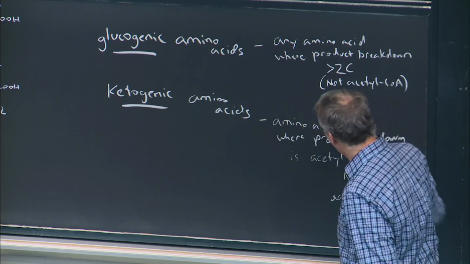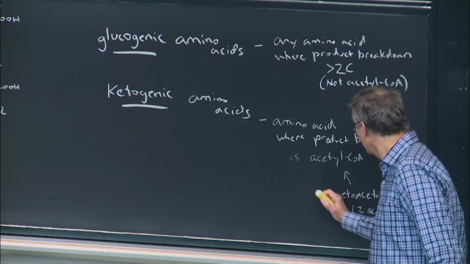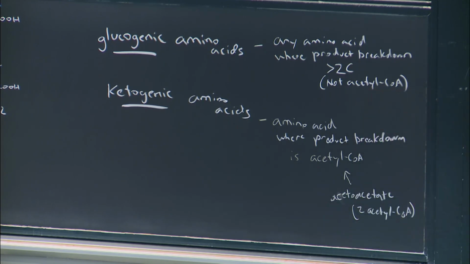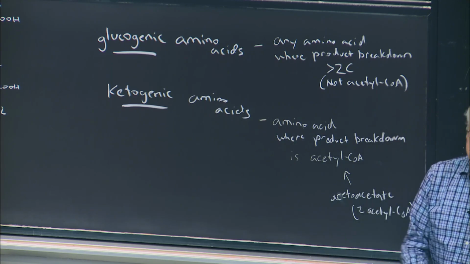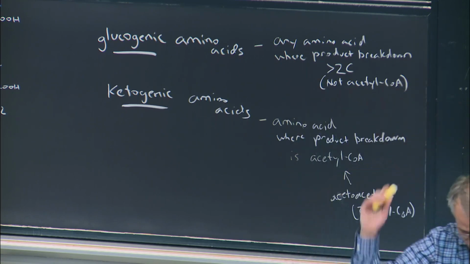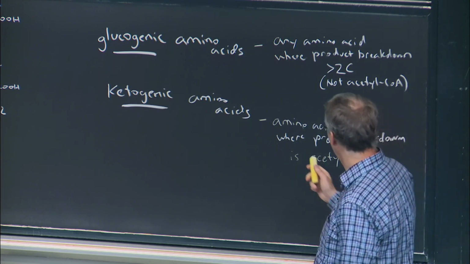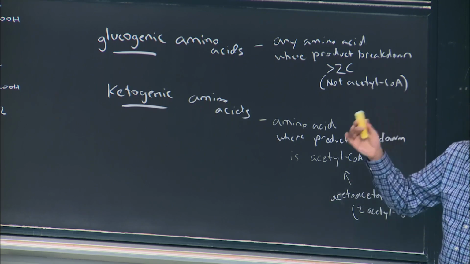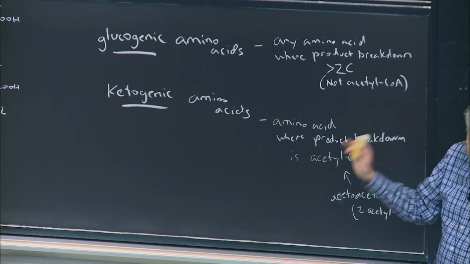If you break down an amino acid and all you get is acetyl-CoA or acetoacetate, you can't turn that carbon skeleton back into glucose. Therefore, it's a ketogenic amino acid. All other amino acids that generate oxaloacetate, succinyl-CoA, whatever, something greater than 2 carbons, not acetyl-CoA, can then be turned into glucose. Therefore, it's a glucogenic amino acid.